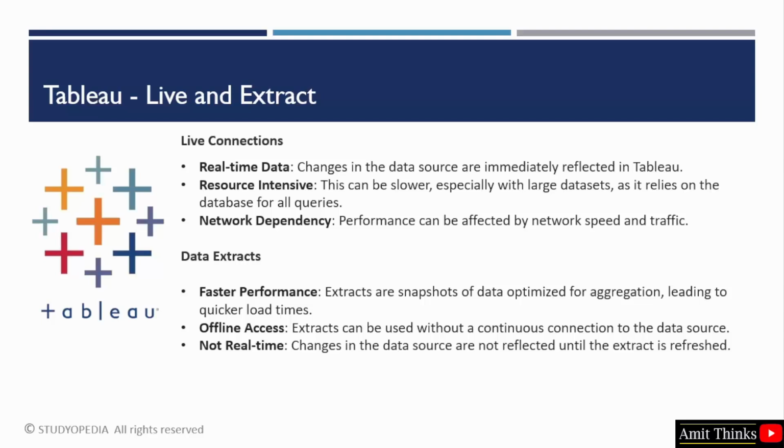Live connections, as the name suggests, include real-time data. So if the data source changes, it will get immediately reflected in Tableau. Since it provides real-time data, the performance may get affected by the network speed and traffic. Then comes your data extracts. It has faster performance because this mainly includes snapshots of data optimized before. You can also access it offline because it is not a live connection and it is not real time.